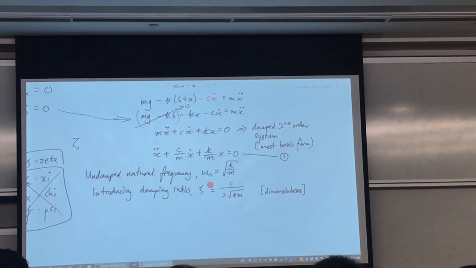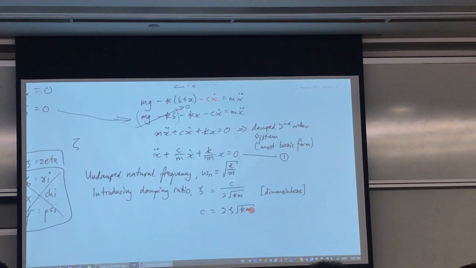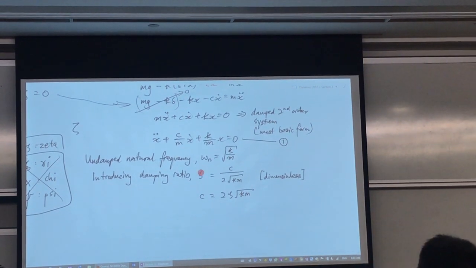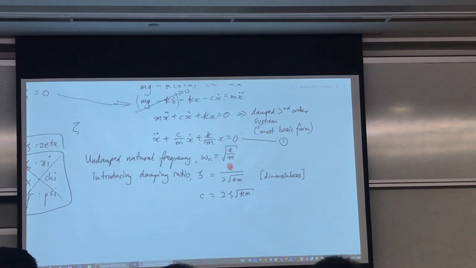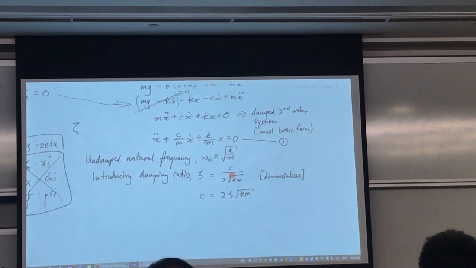And I can re-express this with C as the subject. So C equals 2 zeta square root km. Later on, I'll make use of this relationship. How did this come about? Somebody was smart enough to put them together in this way because they are dimensionless. And why divide by 2? That's for a certain purpose that you'll get to see later on.